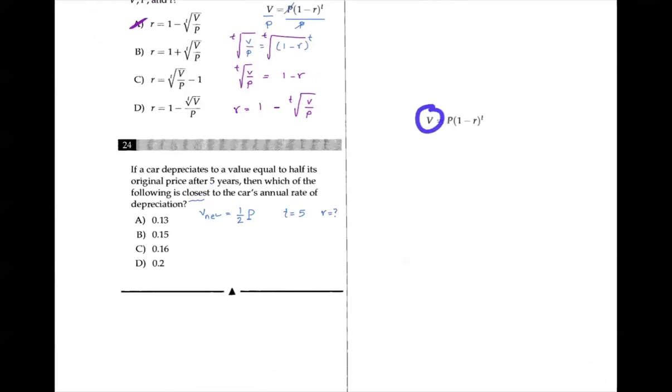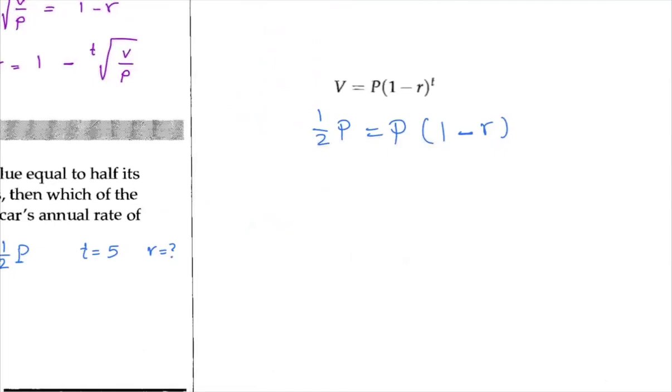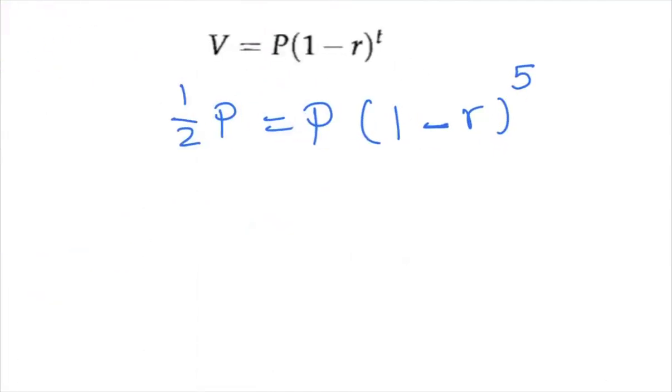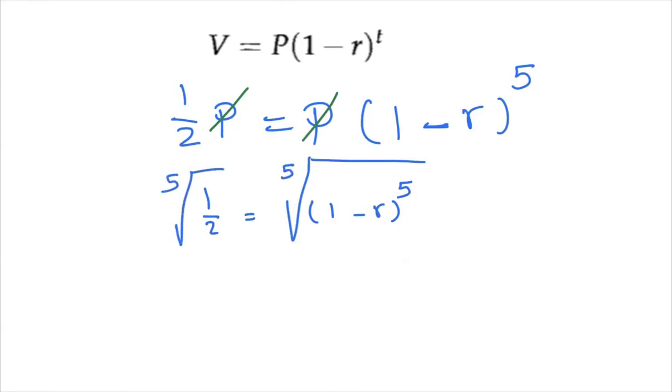V new equals half P, half the original price. And here we have P times (1 minus R), and we need to get R. T is 5. So we need to solve this equation to get the value of R. As you see, P cancels P, so you still have half equals (1 minus R) to the power 5. How can we cancel the power of 5? By the fifth radical. So this will cancel this, and you will get 1 minus R.